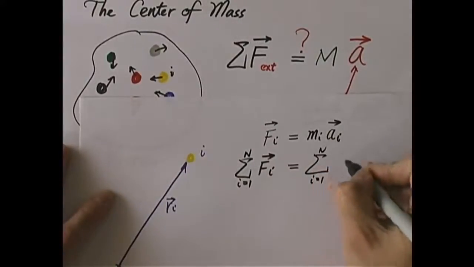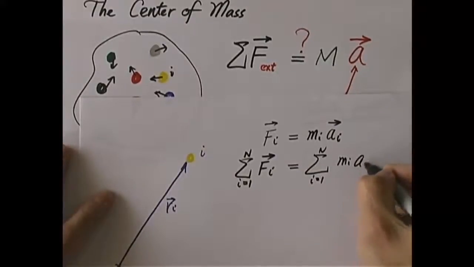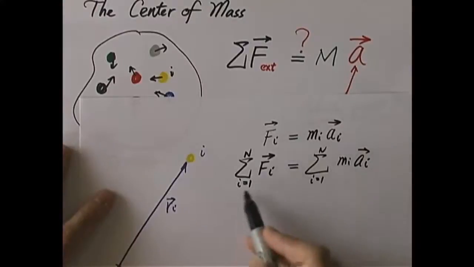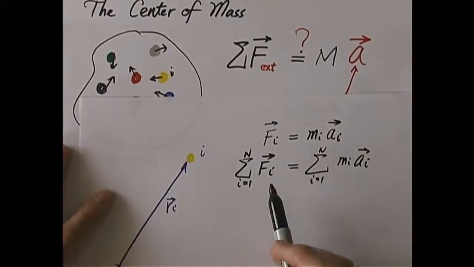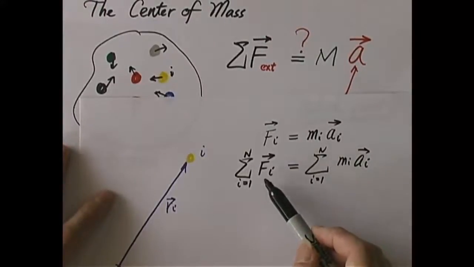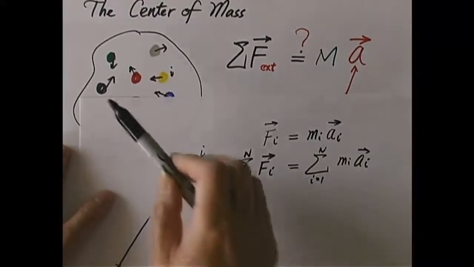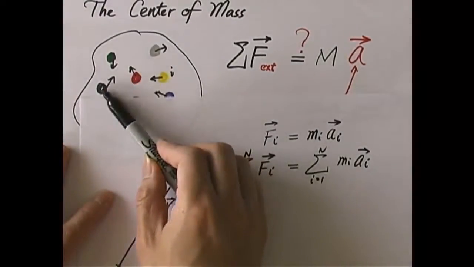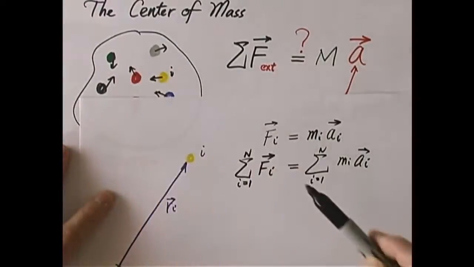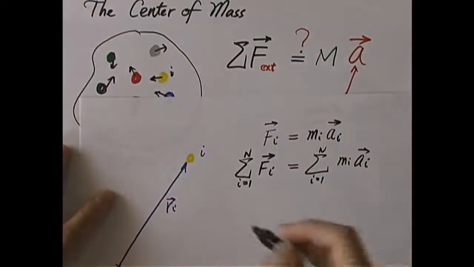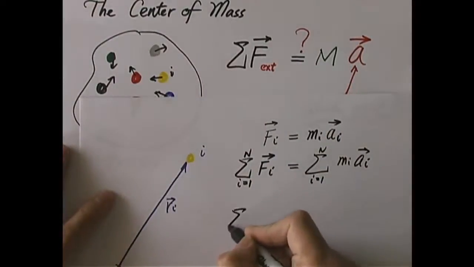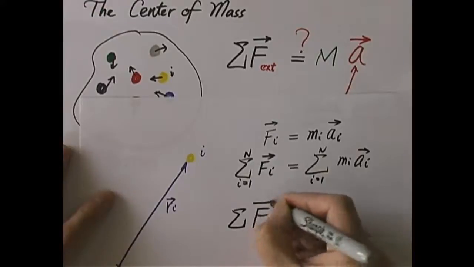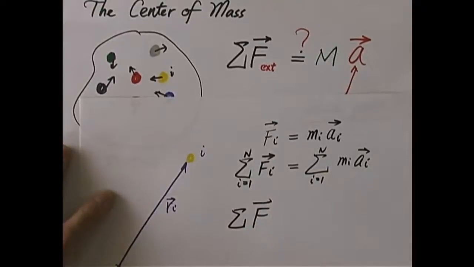1 through n, m sub i, a sub i. Here we go. Okay, now when you add all these forces up, again, only the external forces survive. The internal forces, such as the force between these two particles, will just cancel out because of their action and reaction. Okay, so the left-hand side is simple. The left-hand side is exactly what we're looking for, the sum of all the external forces.